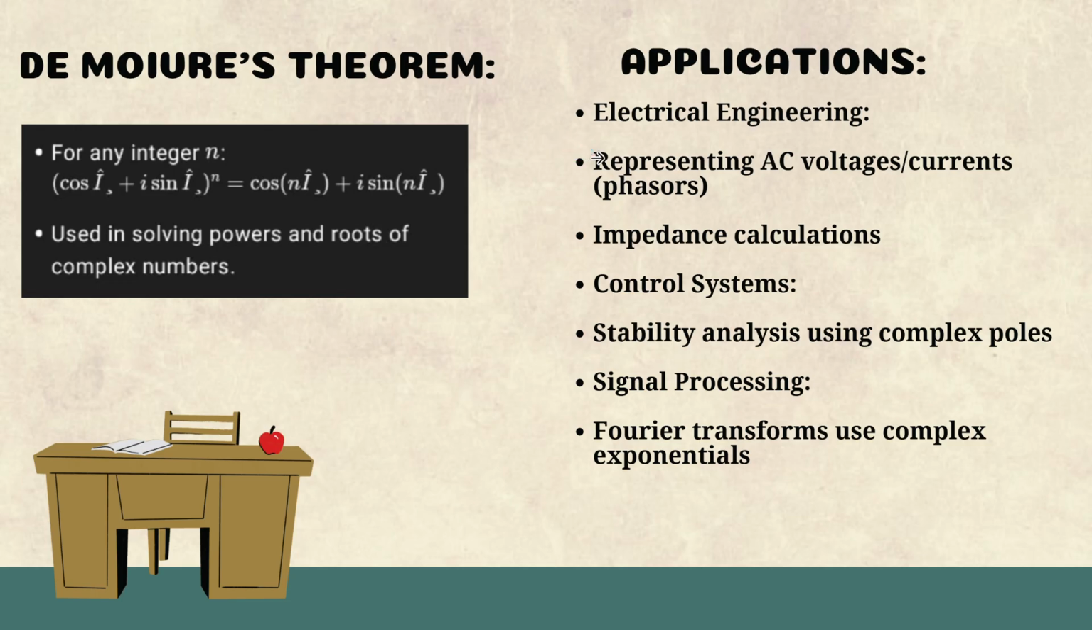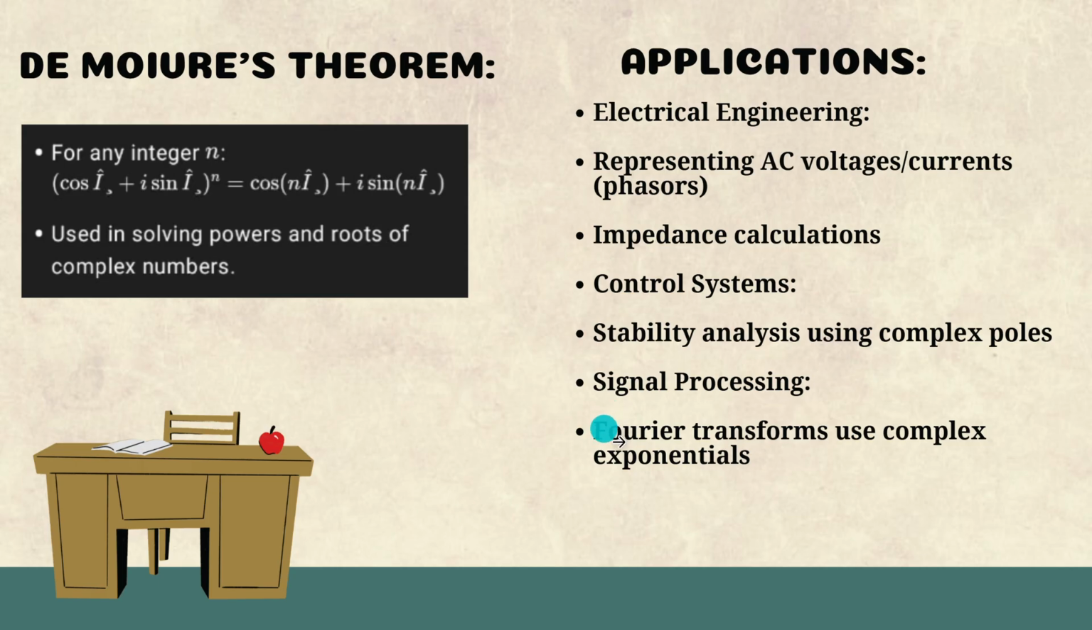In electrical engineering, complex numbers are fundamental for representing alternating currents and voltages, often as phasors. They are also crucial in impedance calculations, which is essential for designing and analyzing circuits. Also in control systems, complex numbers are used for stability analysis, particularly through the use of complex poles. Signal processing: many signal processing techniques such as Fourier transforms rely heavily on complex exponentials to break down signals into their constituent frequencies.